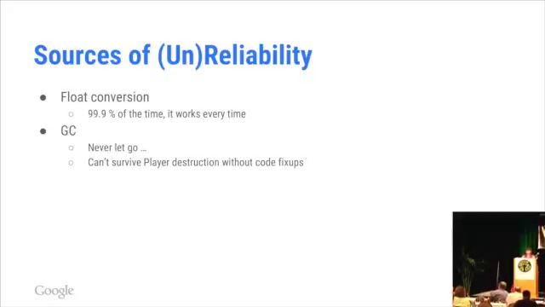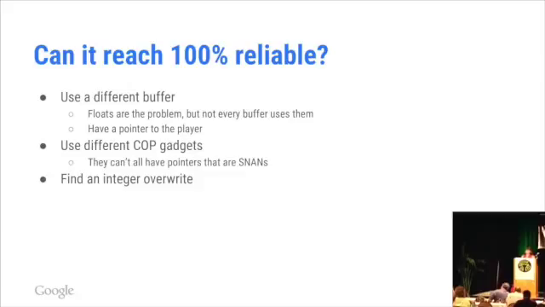So one last question is, now I've got 511 out of 512 times working. Could I make this 100% reliable? I think there's a few options. The most obvious one is to just stop using float buffers. That's the cause of the problem. If I could find a different buffer, that could fix the problem.